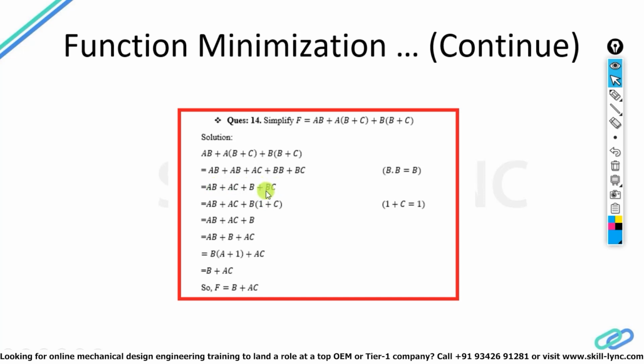Now take the b out. So b is then 1 plus c. 1 plus something is 1, so it is b only. Here also, ab plus ac plus b. Now take the ab plus b out. So b is a plus 1. Now 1 plus something is 1, so it is b plus ac. So this is the final answer.